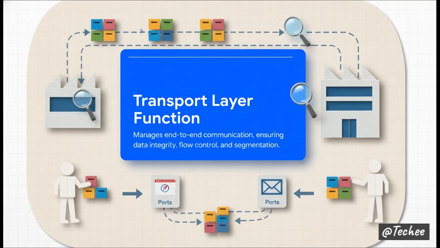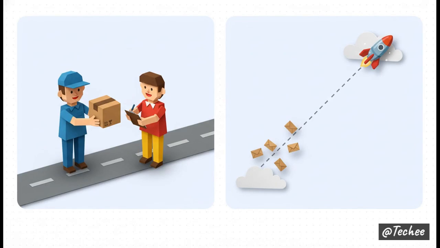It also uses something called port numbers to make sure that website data goes to your web browser and not, say, to your video game. And this layer offers 2 very different kinds of delivery service. First, there's TCP. TCP is like sending a package that requires a signature. It's a little slower because it checks and double-checks and confirms every single piece was delivered perfectly. This is what you need for websites and emails.